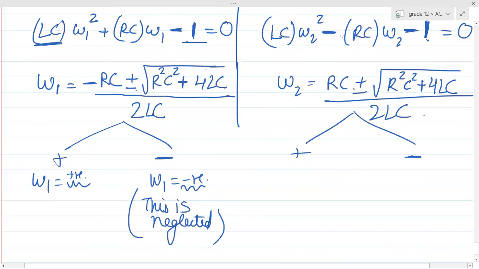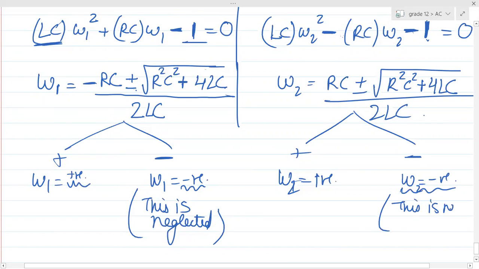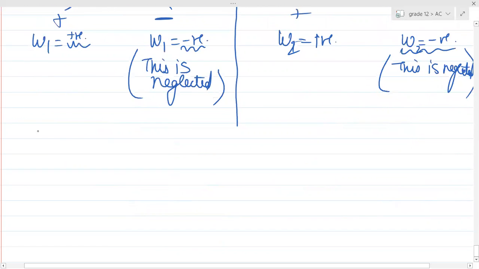Similarly, when you take a plus sign over here, again omega will become positive, and when you take omega 2 with a negative sign over here, see, the bigger thing has a negative sign, the smaller thing has a positive sign, so this will come negative, right? So again this part is also neglected. So now you understood why these two roots are neglected for these two equations? Because the answer was giving us a negative quantity. How will you write this in school exam?